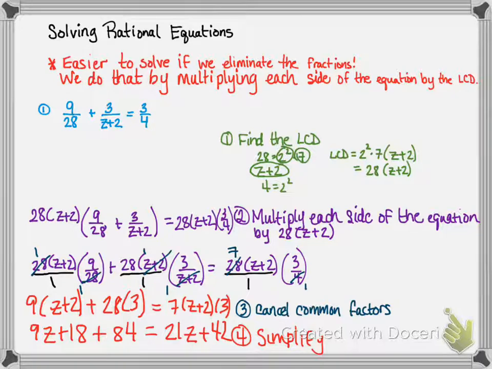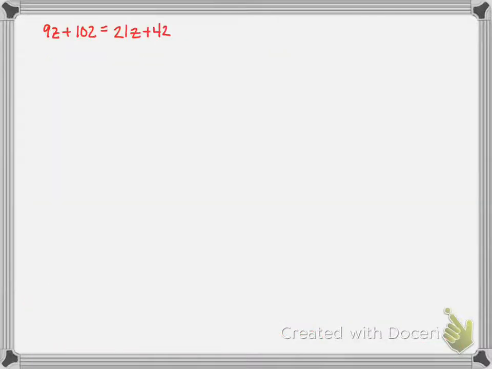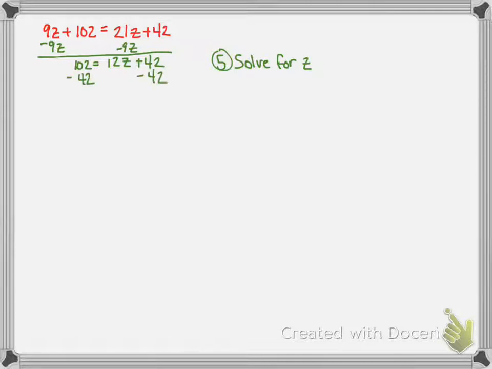Let's combine some like terms. I get 9z plus 102 equals 21z plus 42. Let's solve for z. If I subtract 9z from both sides, I get 102 equals 12z plus 42. Let's subtract 42 from both sides. 60 equals 12z. Divide by 12, z equals 5.